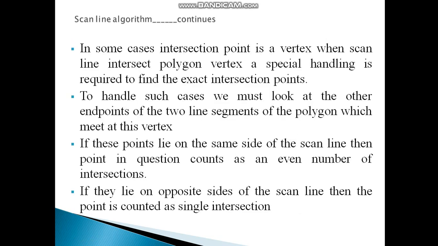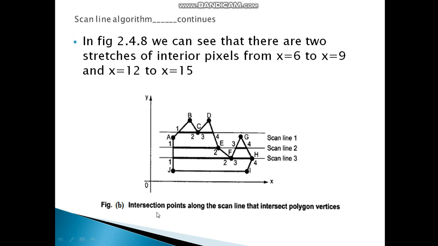Okay, then if they lie on opposite sides of the scan line, then the point is counted as a single intersection. As I said, this count is a single intersection.